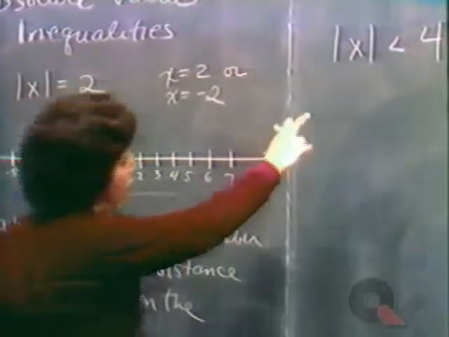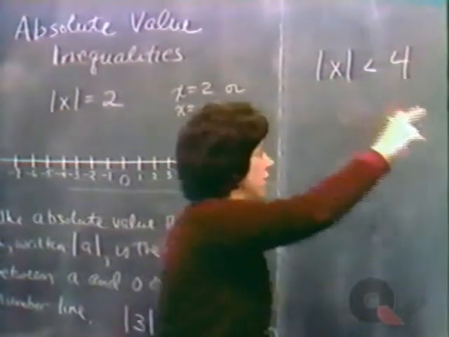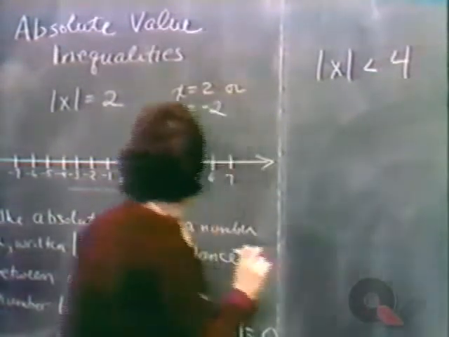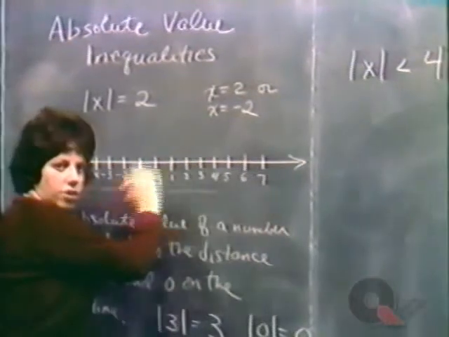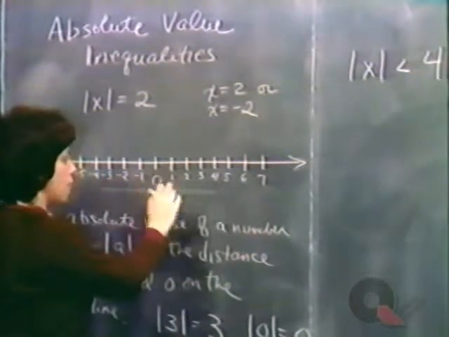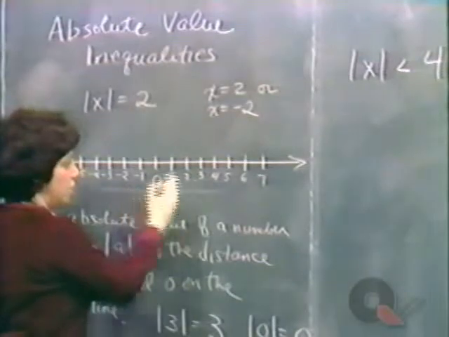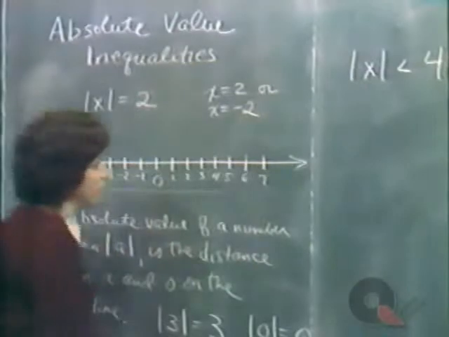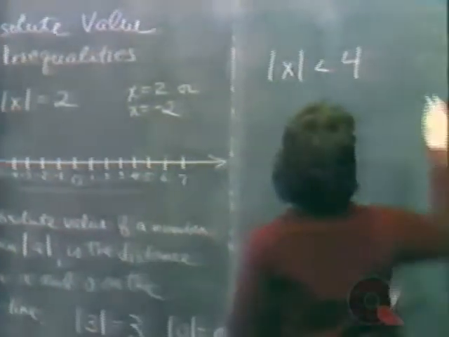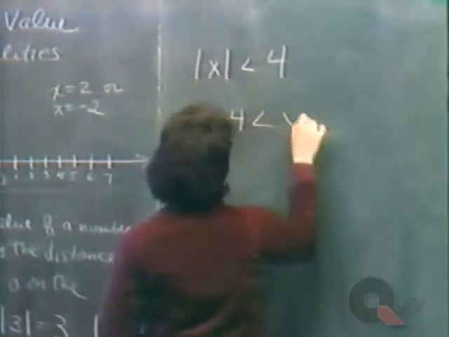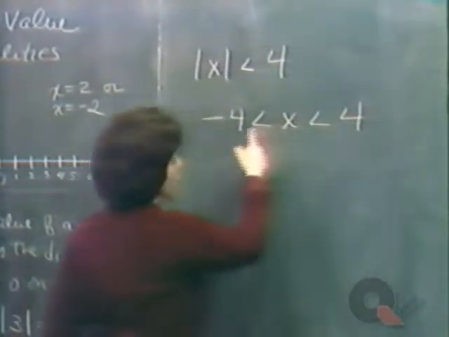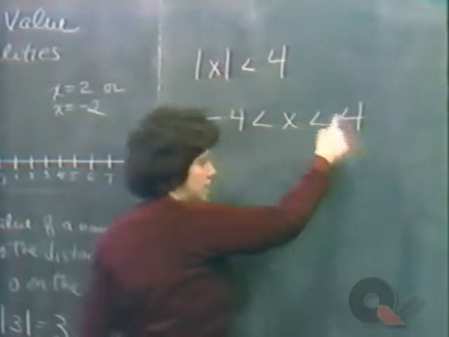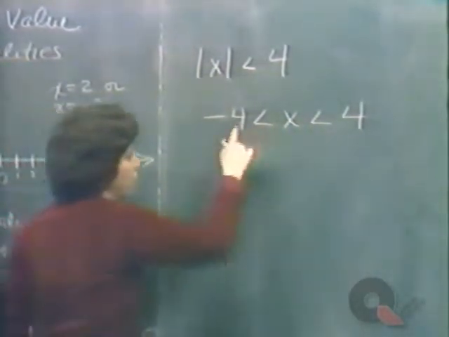We want the absolute value of x to be less than 4, the distance between x and 0 to be less than 4. x should be less than 4 units away from 0. We are allowed leeway of 4 units on either side, actually less than 4, to the right or to the left. So a way of writing the solution set in this case would be minus 4 is less than x is less than 4. In other words, x is greater than minus 4 and x is less than 4.